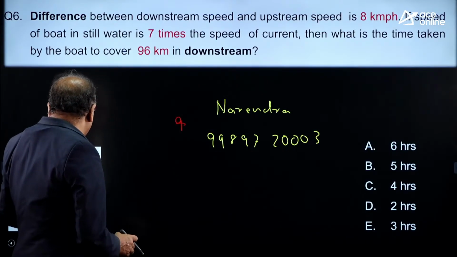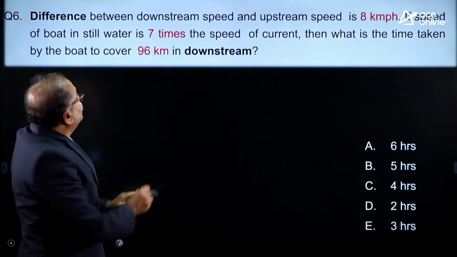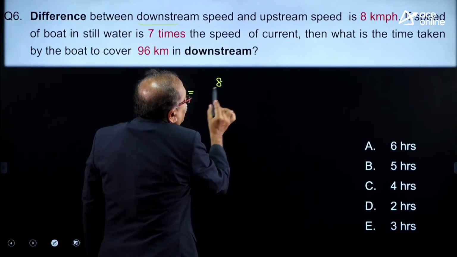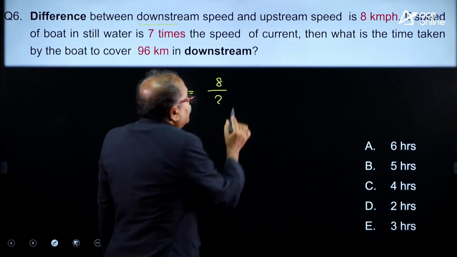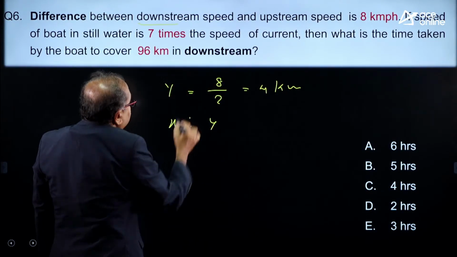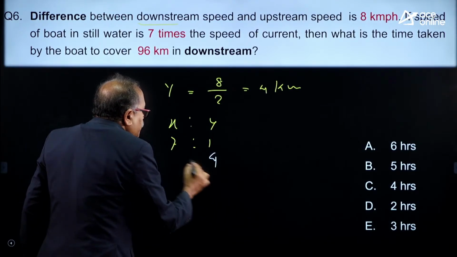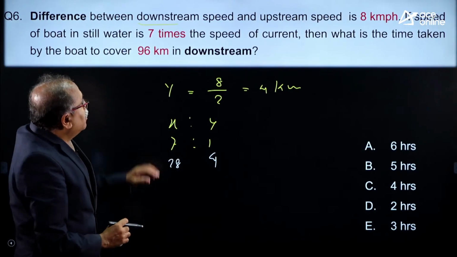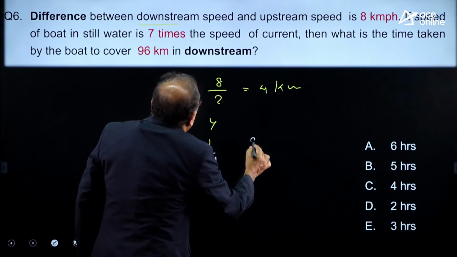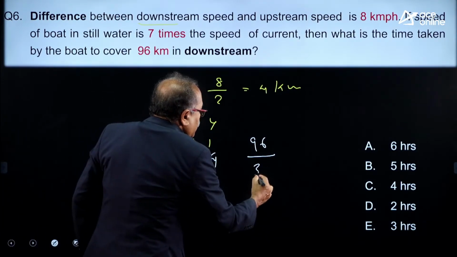Okay, my dear friends. So, you have already seen how to answer this question. The difference of the downstream and upstream is given to us. Therefore, y is equal to half of 8, half the difference, which is 4 kilometers per hour, and we have the x to y ratio, that is 7:1, and I know this part is 4. So, this part is 28, 4 sevens are 28. How much time will it take to cover this much downstream? So, that is 96 divided by downstream speed, the sum of these two speeds, which comes to 32.